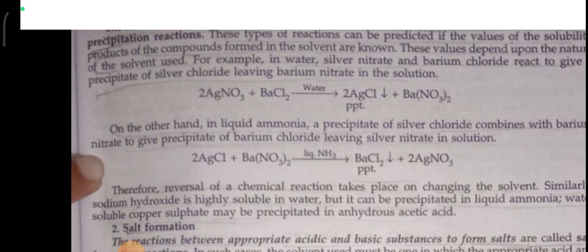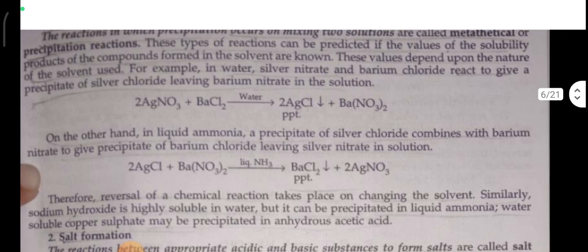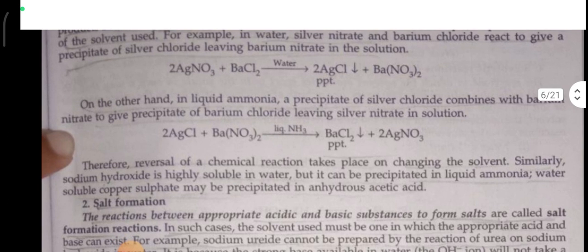On the other hand, in liquid ammonia, a precipitate of barium chloride is obtained when silver chloride combines with barium nitrate, leaving silver nitrate in solution. Therefore, the reversal of a chemical reaction takes place on changing the solvent. Similarly, sodium hydroxide is highly soluble in water, but it can be precipitated in liquid ammonia. Water soluble copper sulfate may be precipitated in anhydrous acetic acid.